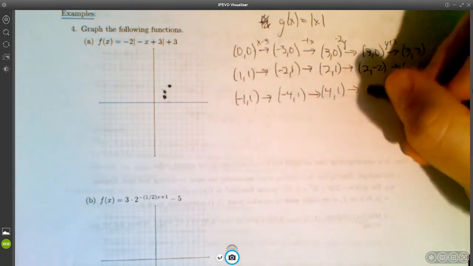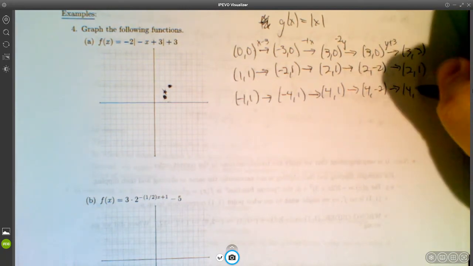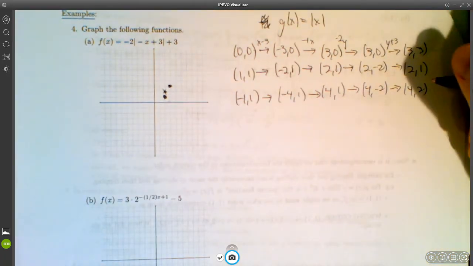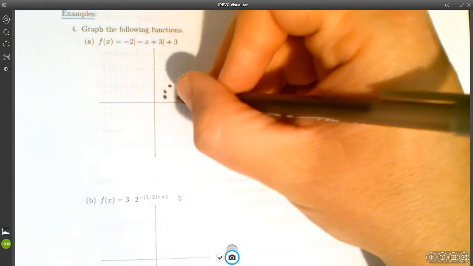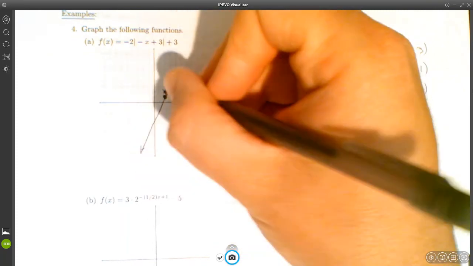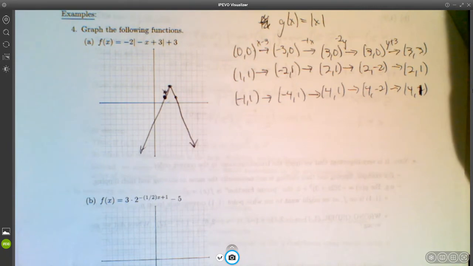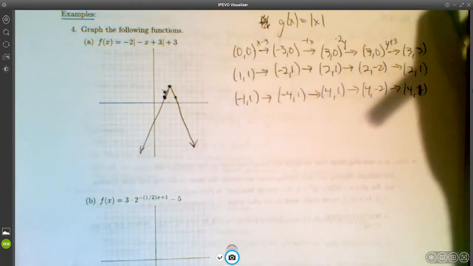And then the y coordinate is going to be the same as it was in the previous case. No, 4, 1. I apologize, 4, 1. 1, 2, 3, 4, 1, right there. So there you go. That's what that absolute value function looks like, more or less. Okay, there's more than one way to do this. You can use a different method if you like, but this is how I'm going to do it in this section.